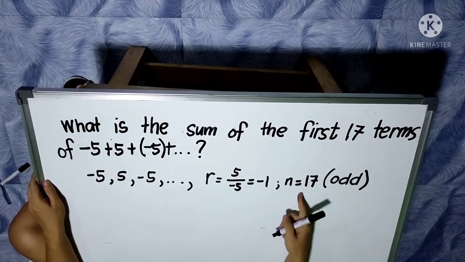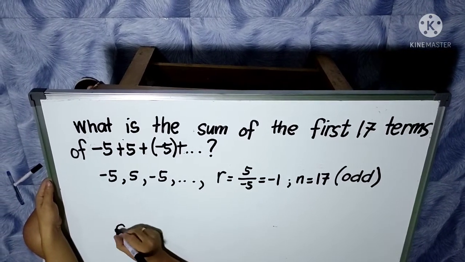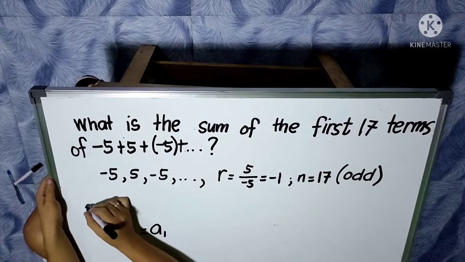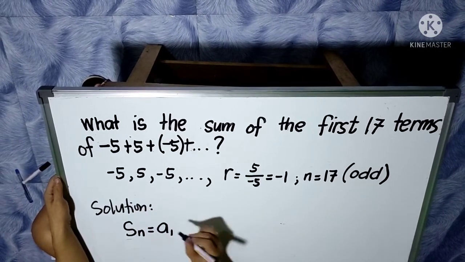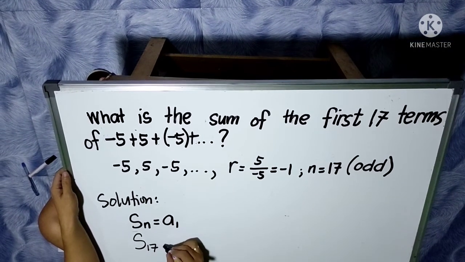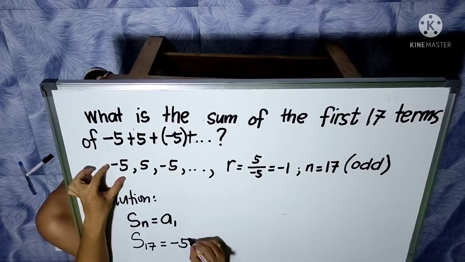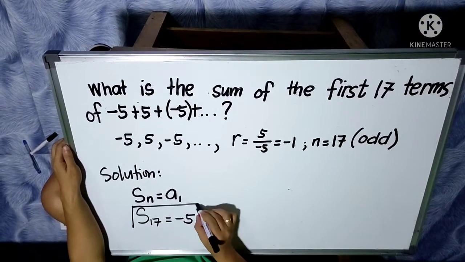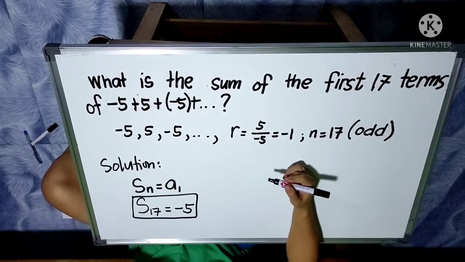So since your n is odd and your r is negative 1, we will be using the formula S sub n is equal to a sub 1. So this is your solution. Very simple. Very direct. So S sub 17 is equal to a sub 1. What is our a sub 1? Negative 5. So if you're going to get a sum of all the 17 terms, the answer will be negative 5. Okay, let me show you why.